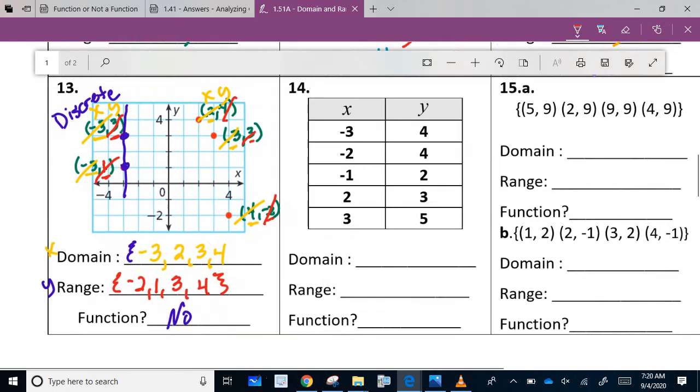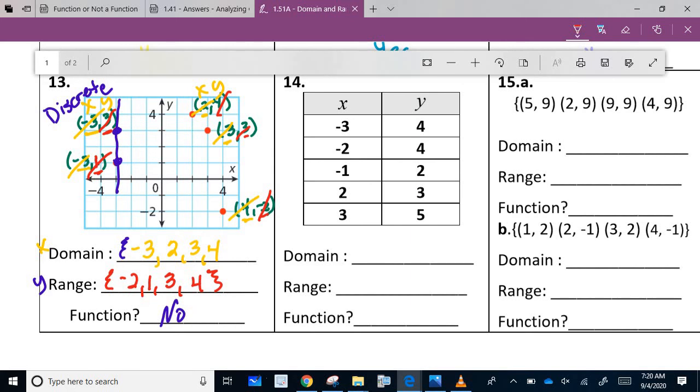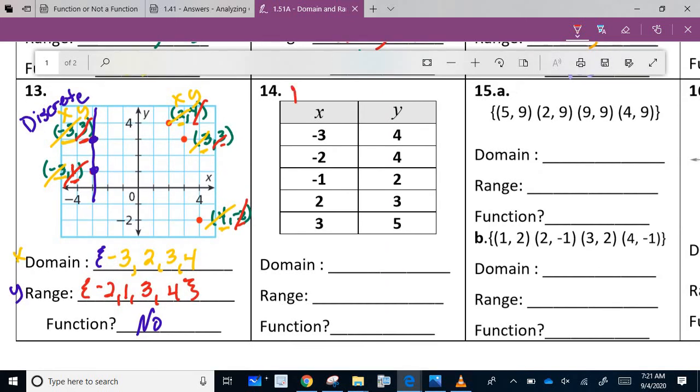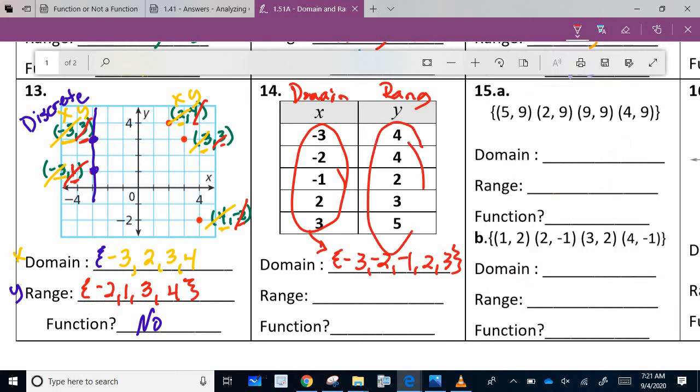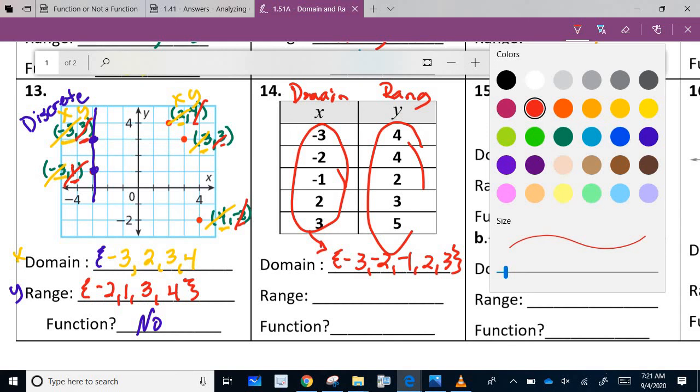Same thing on number 14. As you see on number 14, this is the domain and this is the range. So all of these I'm going to put right here, which is your x. I'm going to put them in order, and as you can see, they're already in order. Do not repeat any if they repeat. So this is it. Now, when I look over here at the other side, I see the range right here.